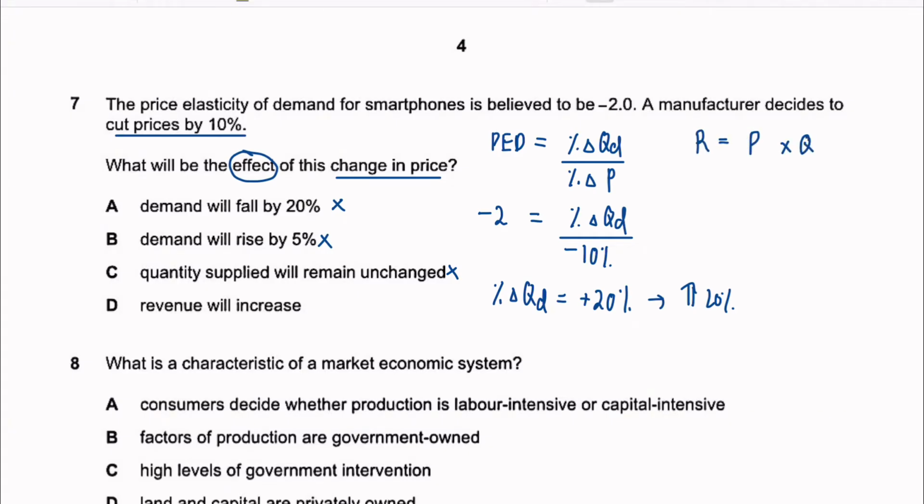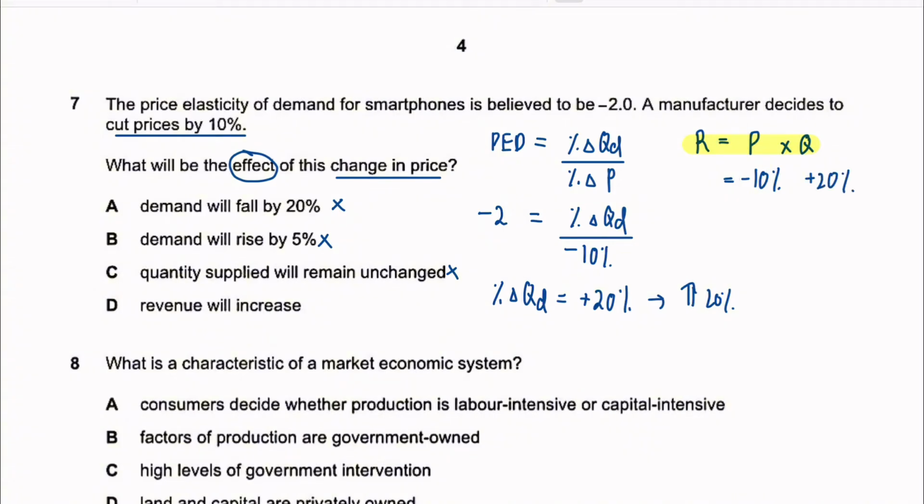So you know this is the revenue formula. Revenue equals price times your quantity or your outputs produced, right? So revenue increase. We know that, okay, wait, let's see first. Price. Overall your price is reduced by 10%, so you put minus 10%. And quantity demanded increased by 20%. Okay.